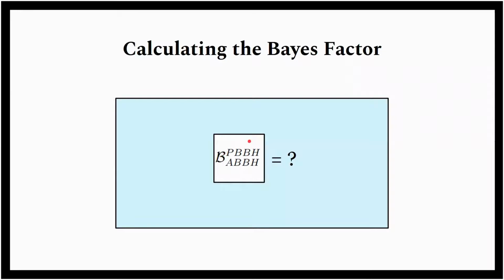For example, if this value were to be maybe 8, that would mean that the PBHs are 8 times more likely than the ABBHs. So the primordial black holes are 8 times more likely than the astrophysical black holes in that certain mass range, given the model that we chose. So this is the idea. This is what we want to finally calculate.